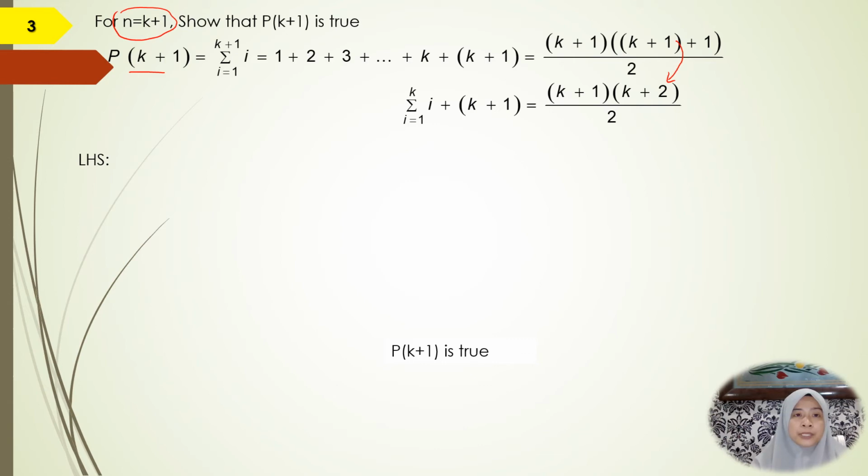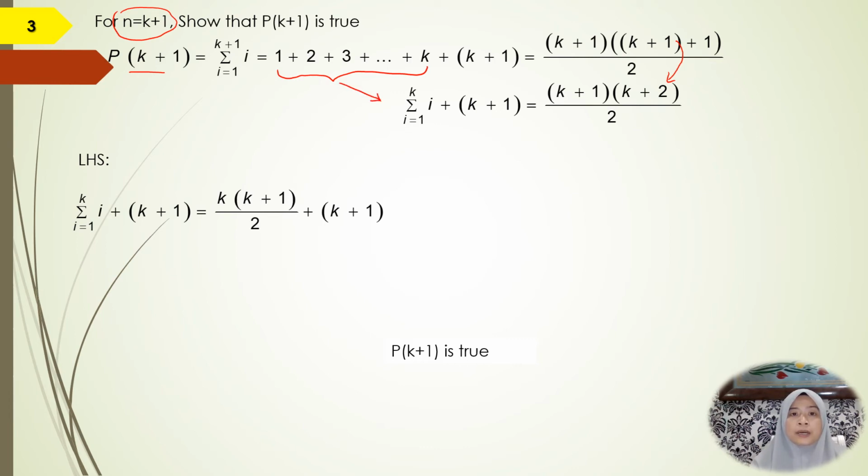Okay, from this Pk plus 1, we have the right hand side and the left hand side. Right? So we can see that originally 1 plus 2 plus until k can be defined as the summation i from 1 until k, plus k plus 1, right? So we have additional terms. So the whole thing here will be Pk plus 1.